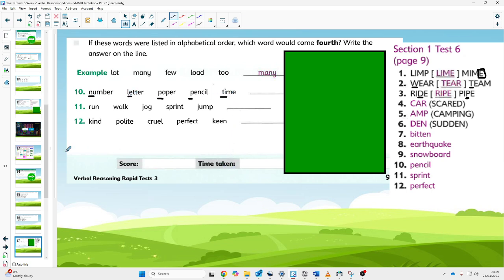So again, what you might like to do with that kind of question is use the alphabet to help you, but also then rewrite the position of the word above it. So you can see there the answers: pencil, sprint and perfect.